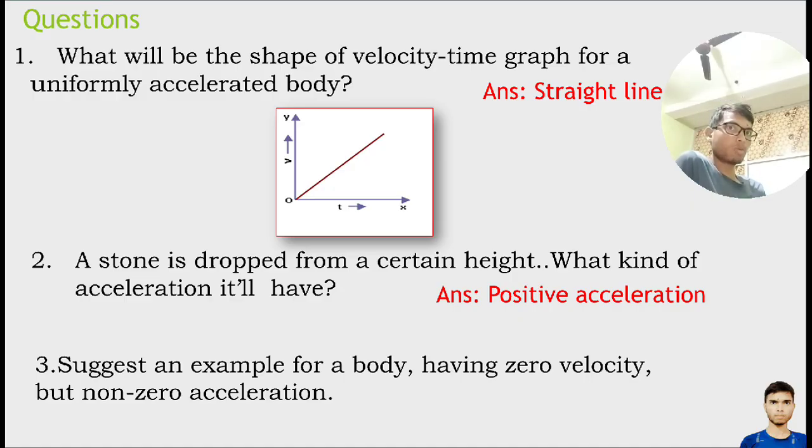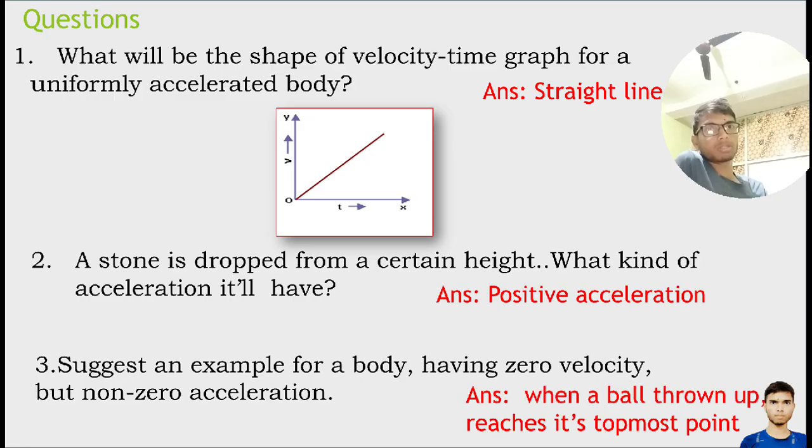A stone is dropped from a certain height. What kind of acceleration will it have? Positive. Okay, positive. Next, when a ball thrown up reaches its topmost point. This is for you.